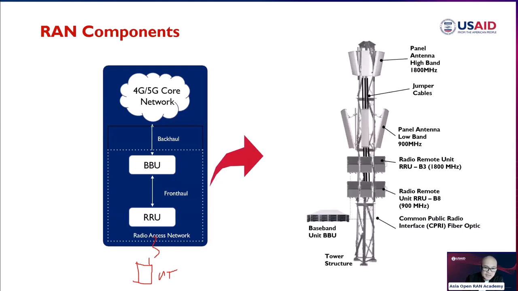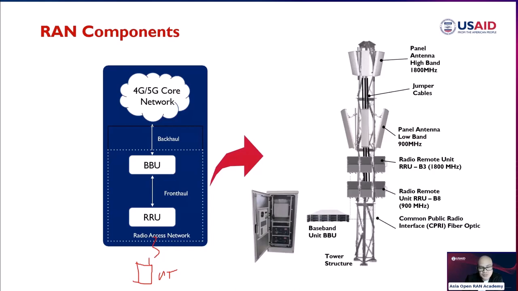And then we have the BBU. The BBU is another critical component of the radio access system. It is responsible for handling the digital signals received from the RRU and transmitting them to the core network. So this one is responsible for transmitting the signal going to the core network.